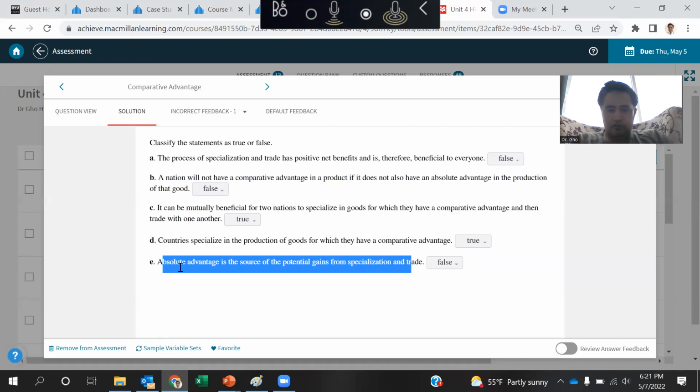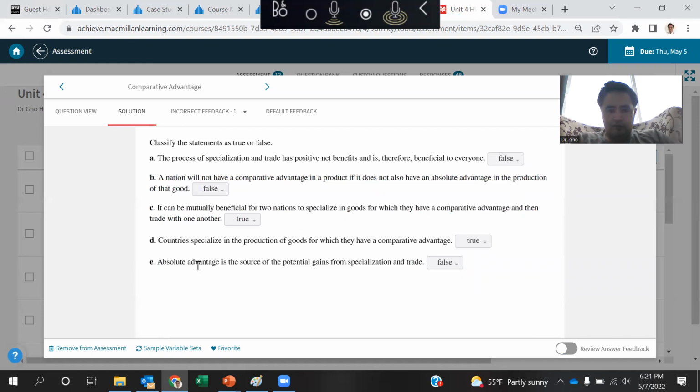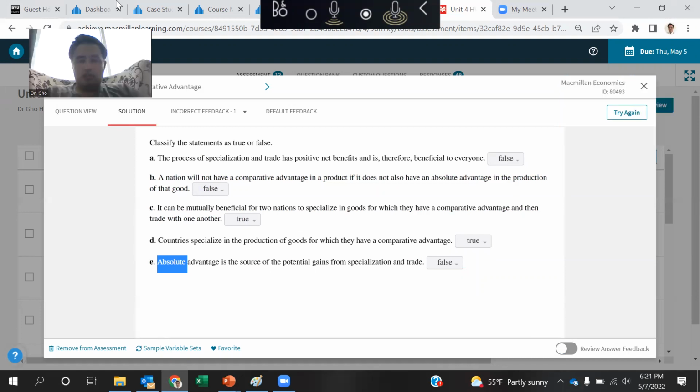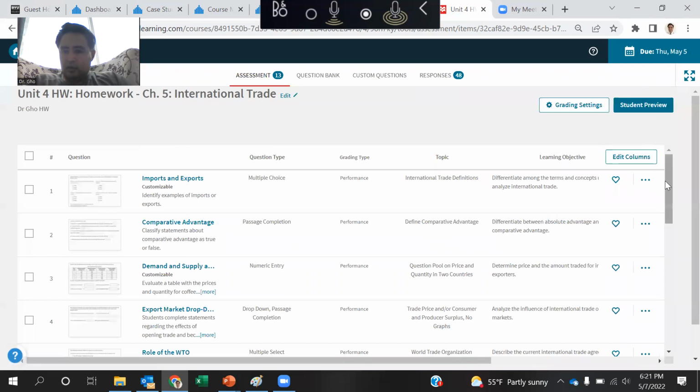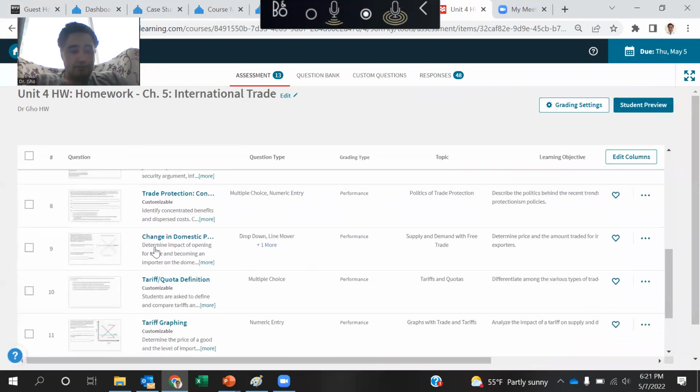That is not true. Countries cannot have an absolute advantage. They can still gain from trade. If this word, instead of absolute, said comparative advantage, then that would be a true statement, but that's not what it says. So that is false. That's number 2. Let's take a look at question number 9.